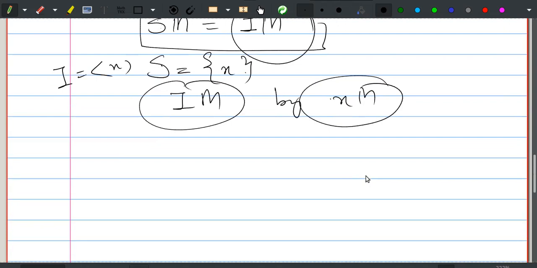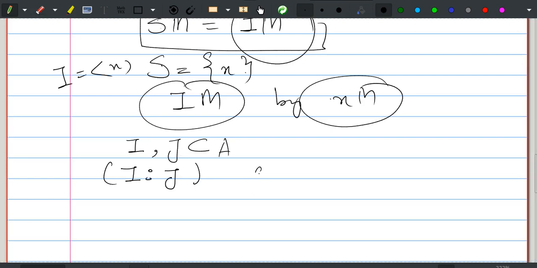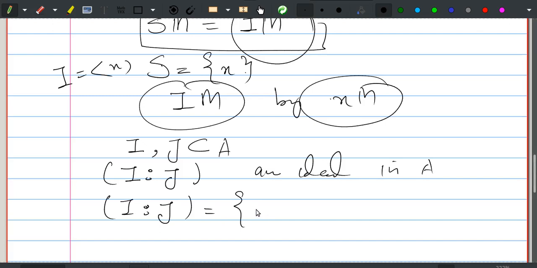Now in case of ideals, we also have the notion of quotient ideal, I mean the colon. So if I and J are two ideals in a ring A, then we have seen that I colon J is actually an ideal in A, where this I colon J was defined to be all those elements a in A such that aJ is contained in I.